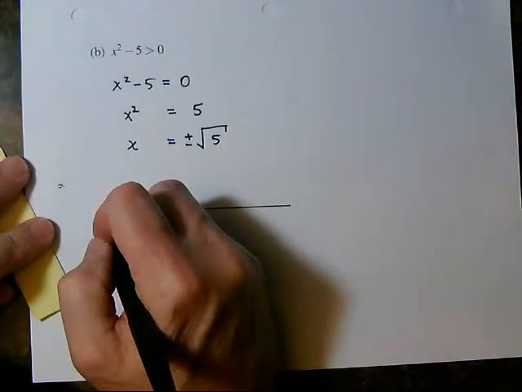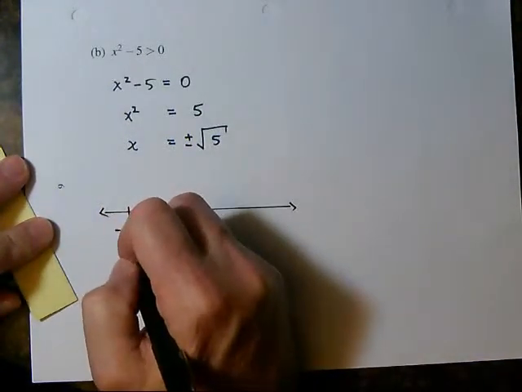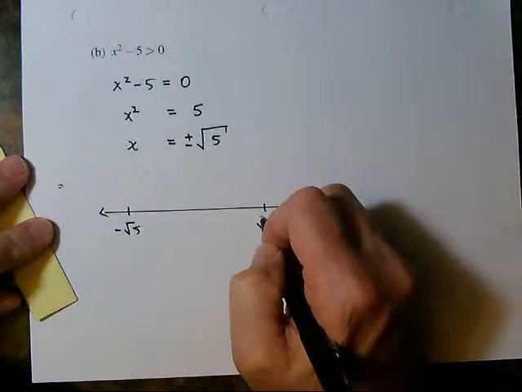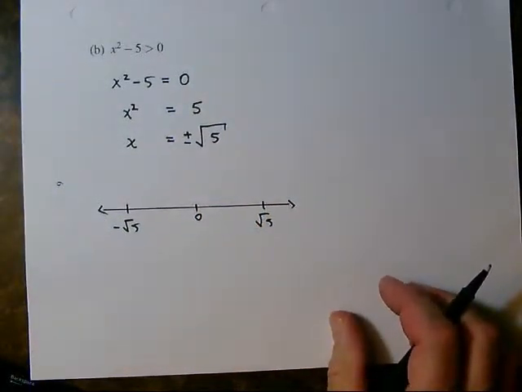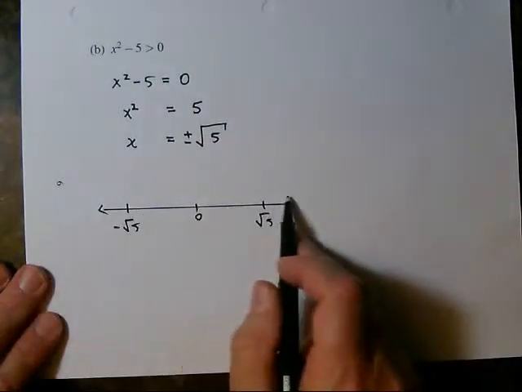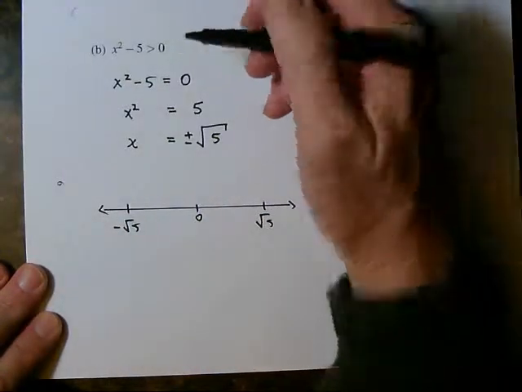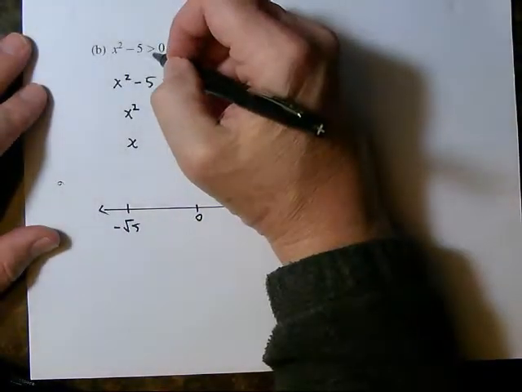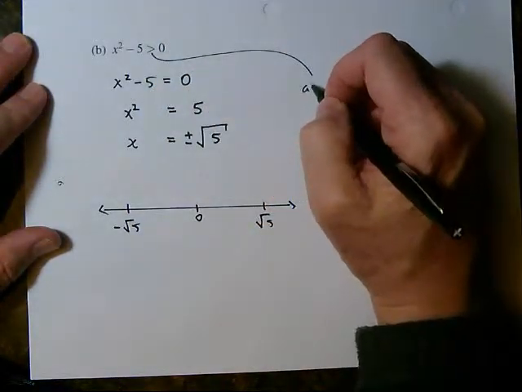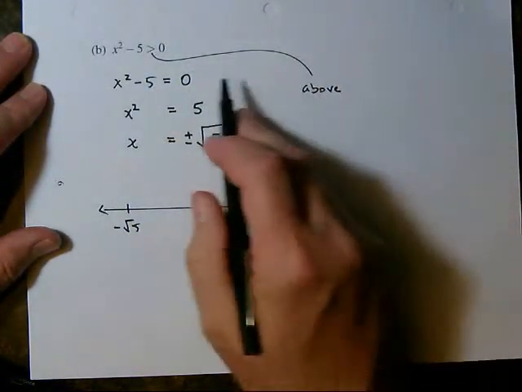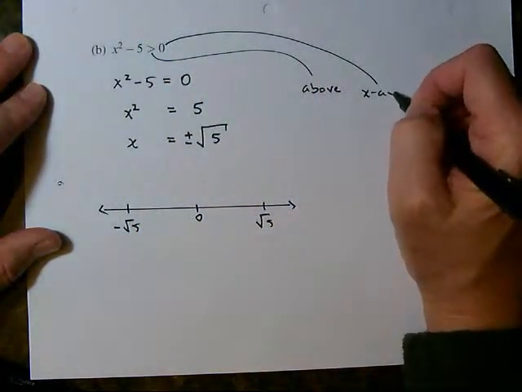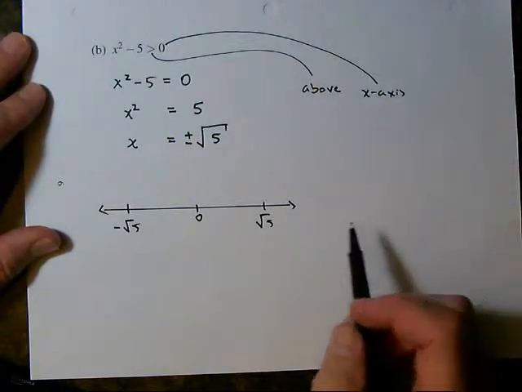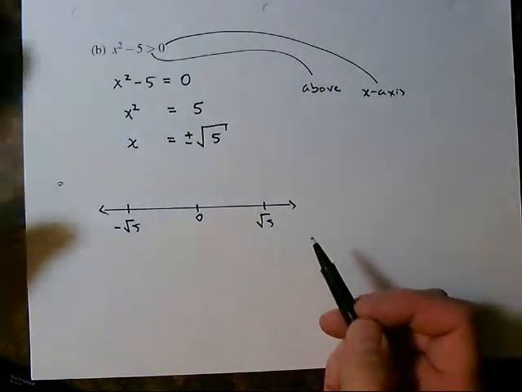So a quick sketch of the x-axis. Negative square root of 5 would be there. Square root of 5 would be there. 0 would be there if you want to be really, really compulsively complete. And we want to know what numbers on the x-axis satisfy the original inequality. Well, when we say above, we mean greater than. The 0 function is the x-axis. So we want to know, where is this graph above the x-axis?